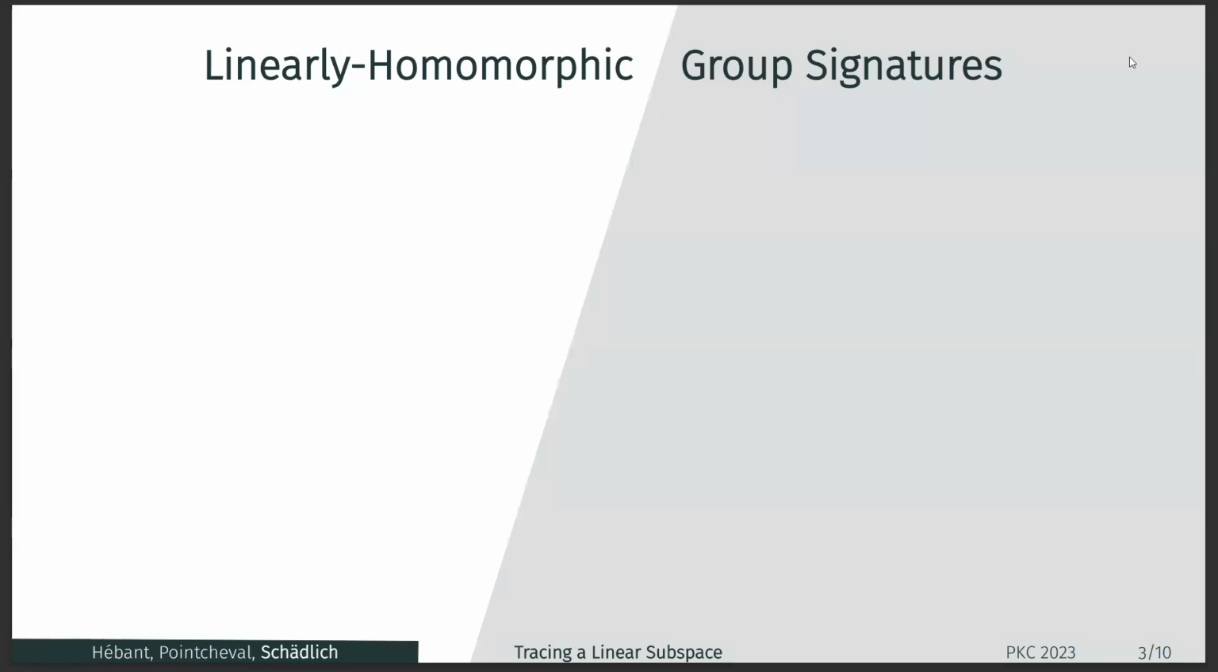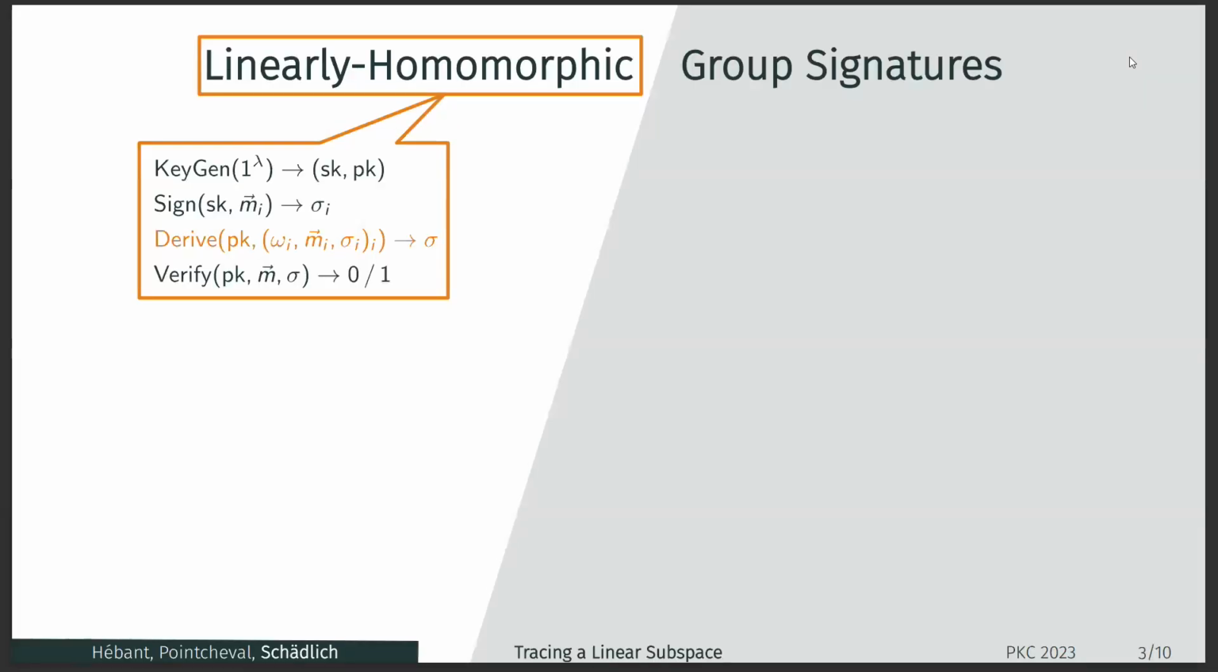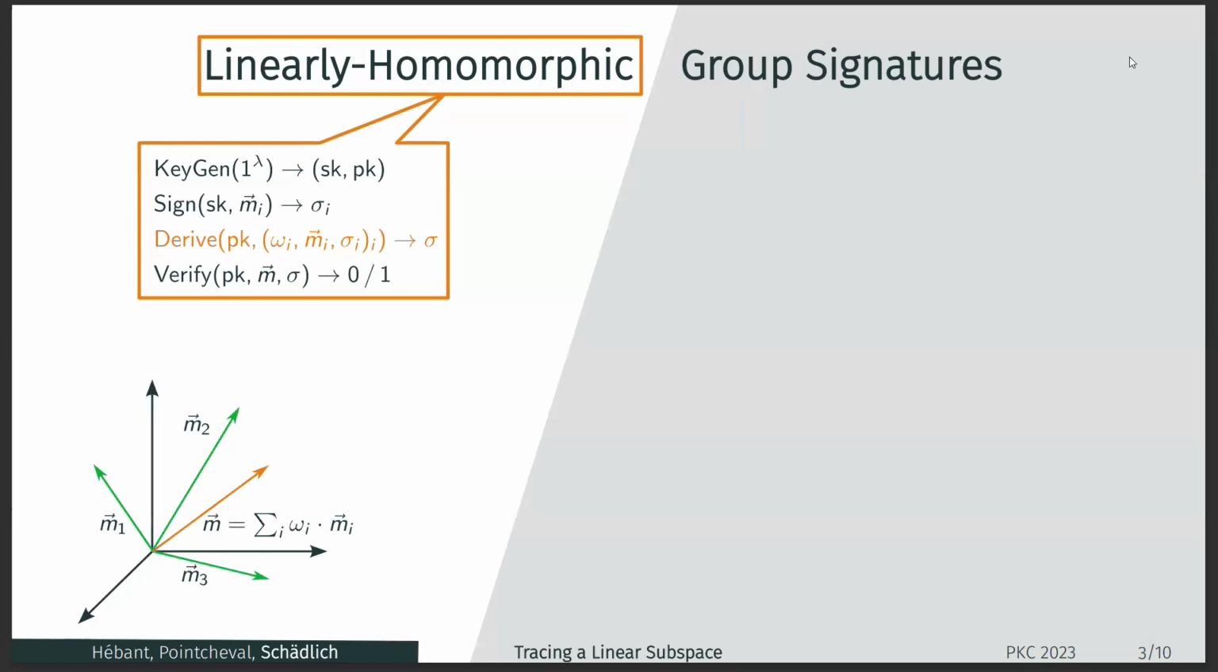As the name indicates, a linearly homomorphic group signature is a combination of two primitives, a linearly homomorphic signature and a group signature. Just as a little reminder, a linearly homomorphic signature scheme consists of 4 algorithms. 3 of them are standard: a key generation, a signing, and a verification algorithm. And the message space of such a signature is always a vector space, meaning that the signing algorithm signs vectors in this case. For example, vectors M1, M2, and M3 in the figure there.